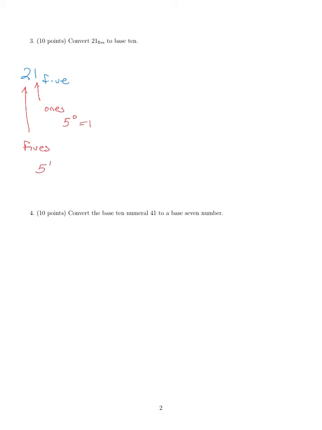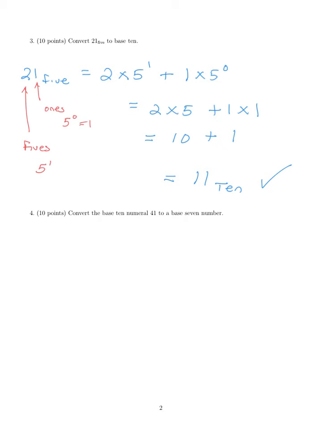Therefore, if we expand this, we take the digit and multiply it by its place value. So that will be 2 times 5 to the first added to 1 times 5 to the 0, which is also 1. If we simplify this, this will be a base 10 number. That is 2 times 5 plus 1 times 1. 2 times 5 is 10, 1 times 1 is 1, and then 10 plus 1 is 11. For emphasis, I'll note that this is base 10, and that is the answer for question 3.